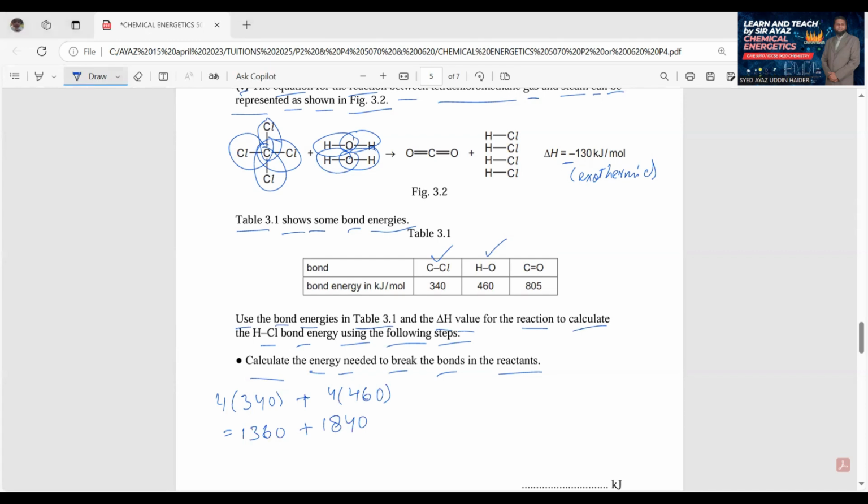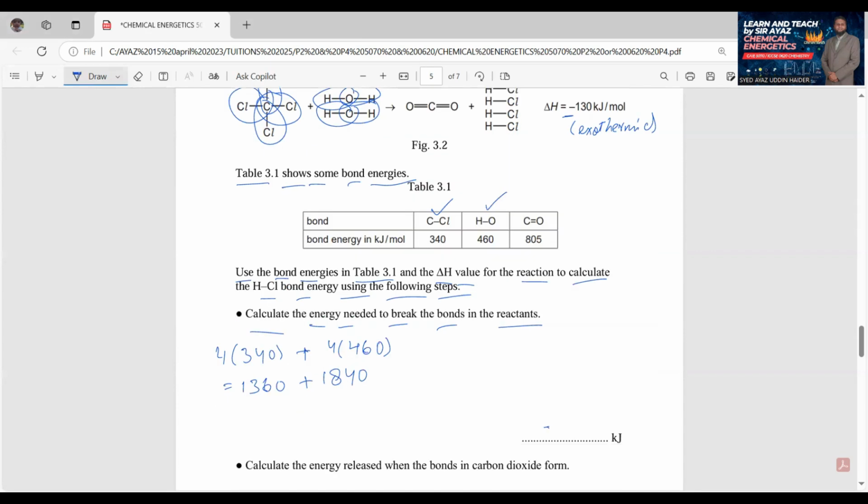So adding up these two, 1360 plus 1840, we will get 3200 kilojoule. So I will write 3200 here.